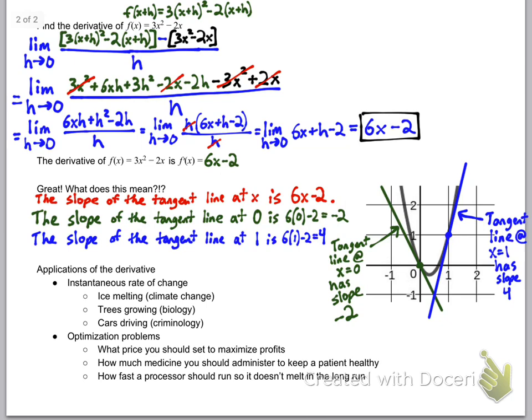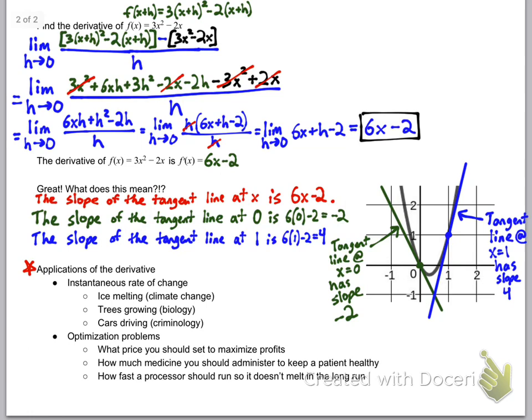So some of the applications of the derivative include, the most common one, the instantaneous rate of change. That means how fast is something going, or how fast is something changing at a specific moment. You can always find the average rate of change by calculating the slope, but the instantaneous rate of change requires the derivative. It requires calculus to find out.